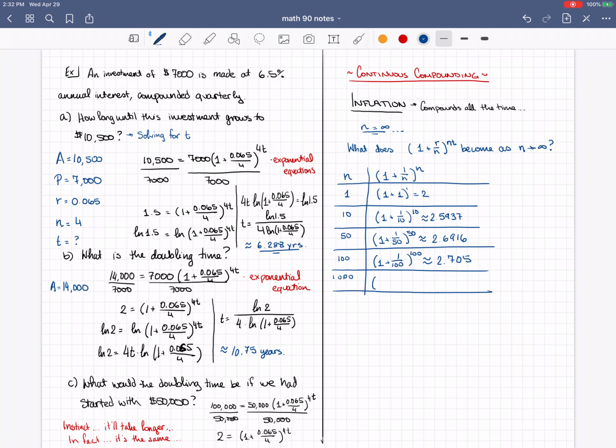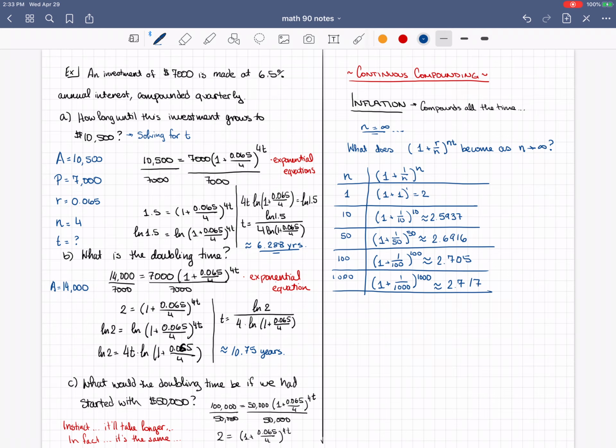And then we'll do 1,000. If you feel like continuing, please by all means. So we have 1.001 to the 1,000th power. So this is 2.717. Oh, I've been doing 3 decimal places for the last couple. Oh, well.